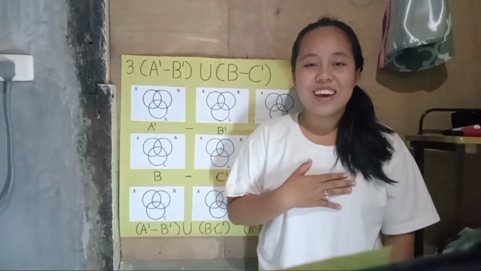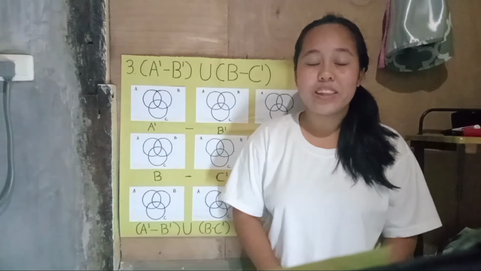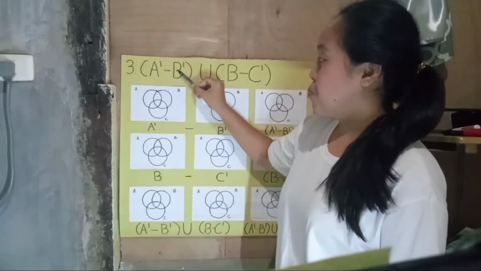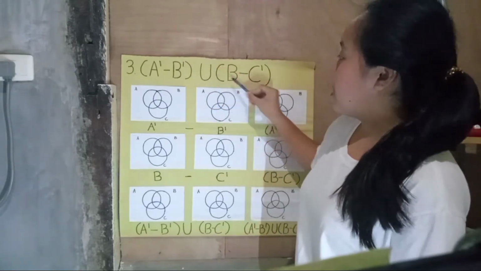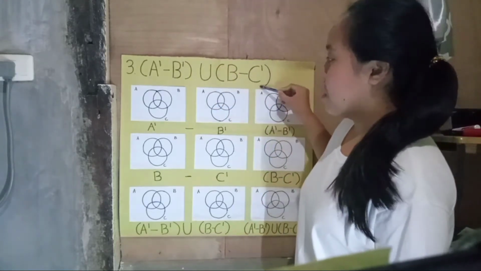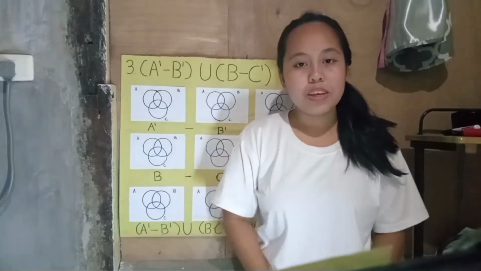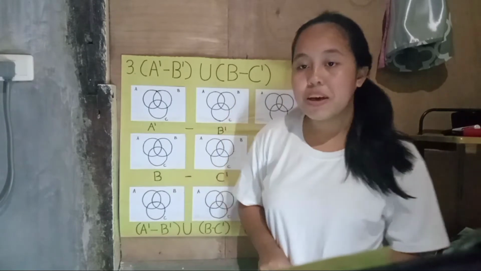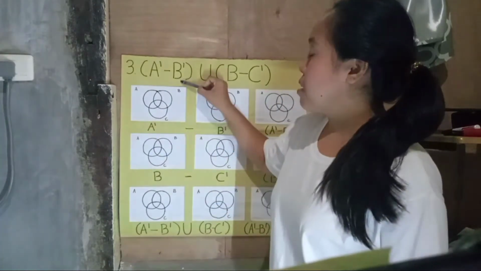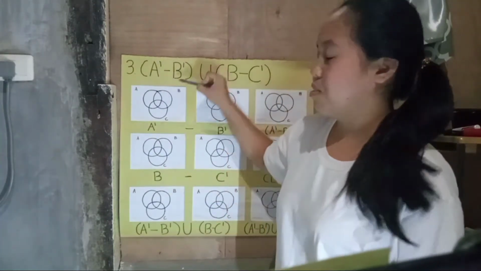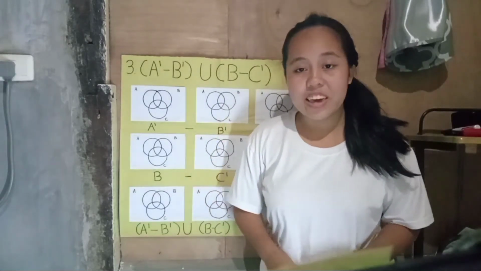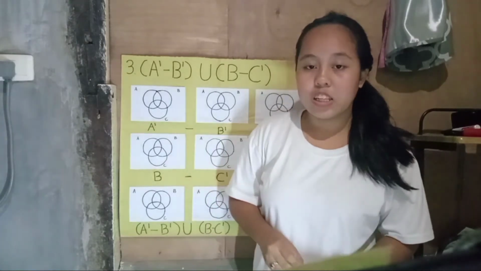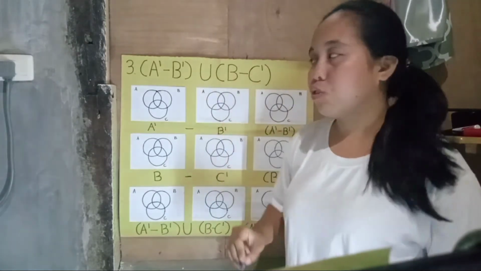I am Kristine Jade Jandayan. We are going to identify this identity: A complement minus B complement union B minus C complement. First, let's start with A complement minus B complement. When we say A complement, it means the complement of A, where A is not included. So we will shade this.